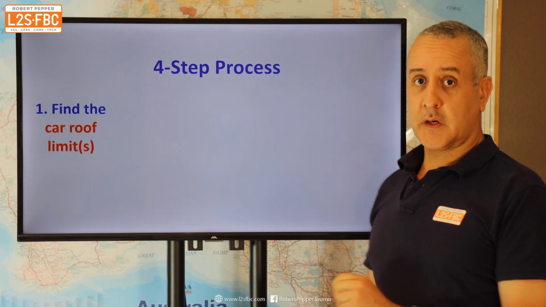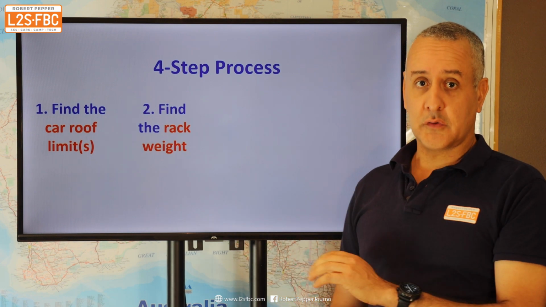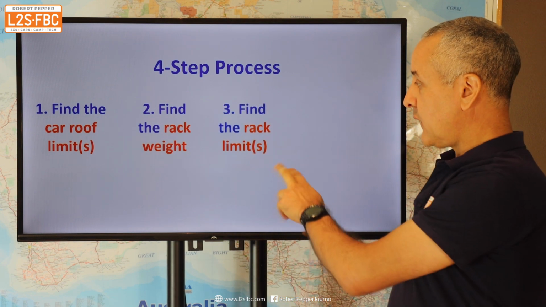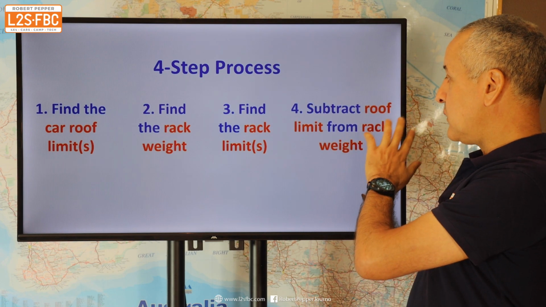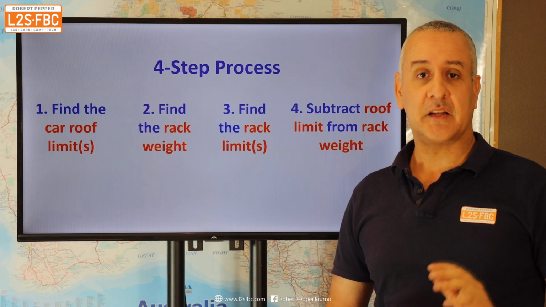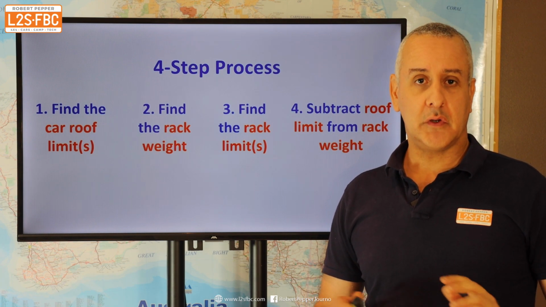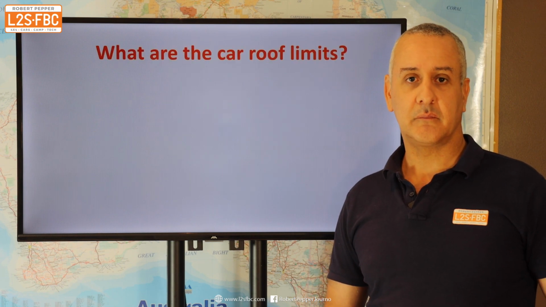Okay, so there's a four-step process to figuring this stuff out. One, you've got to find the car roof limits. Second, you find the weight of the roof rack. Third, you find the roof rack carrying capacity limit. And fourth, you subtract the rack weight from the roof limit, and that gives you your payload. That's basically the process. I'm going to run through some background, and then I'm going to do a worked example so it all becomes really clear.